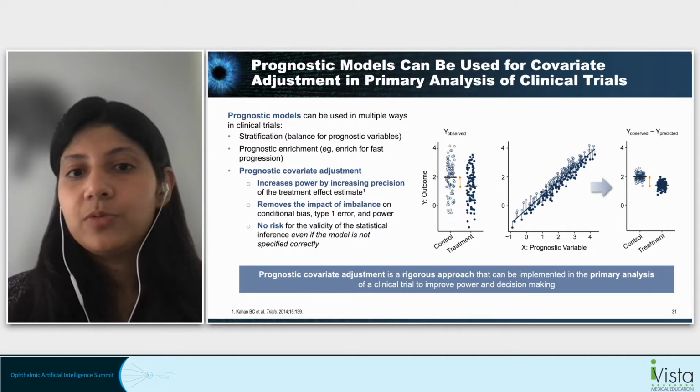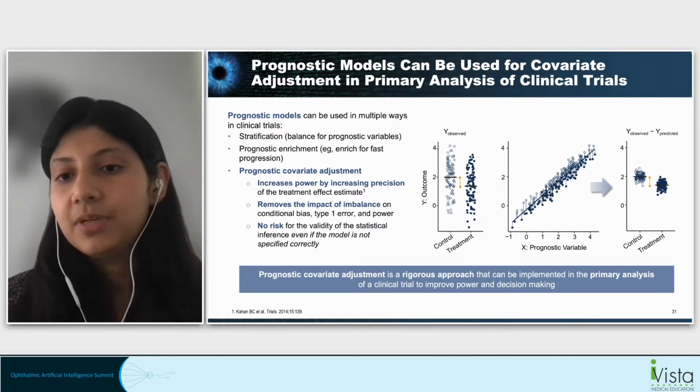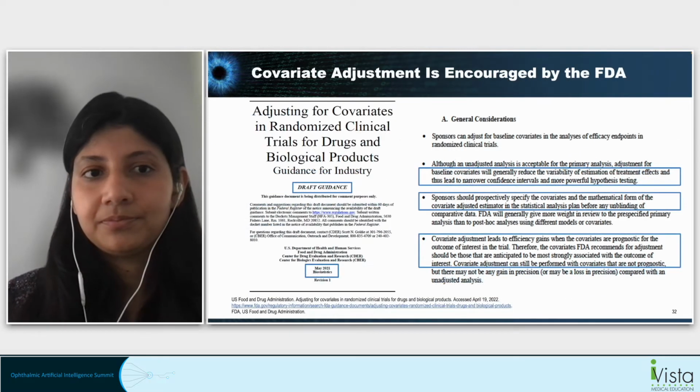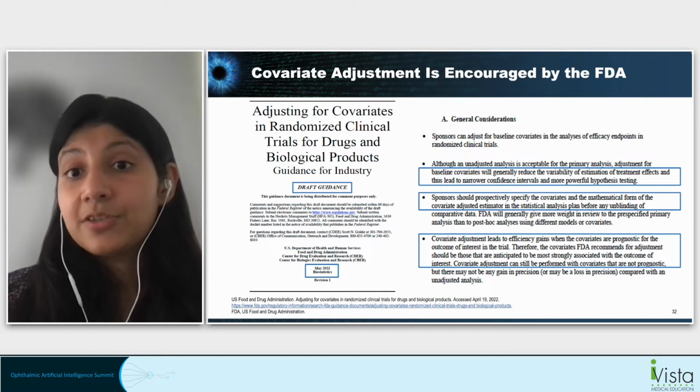And on the right, we do see examples of how, using prognostic covariate adjustment, you see how precise the treatment effect is as compared to unadjusted analysis. Covariate adjustment is also encouraged by the FDA.